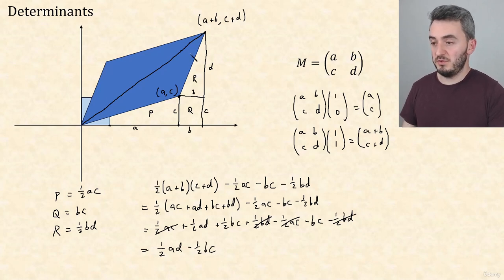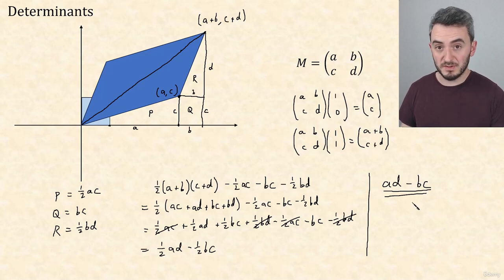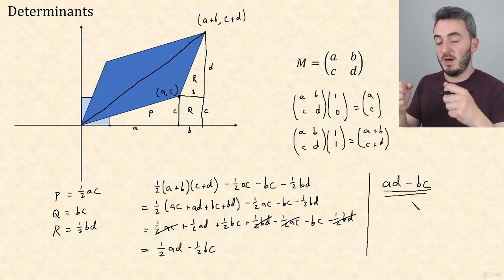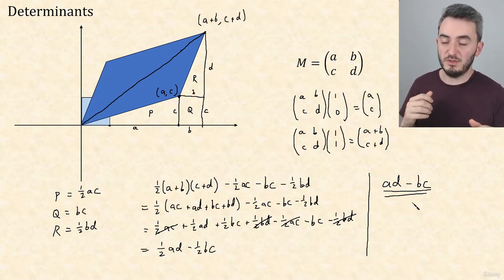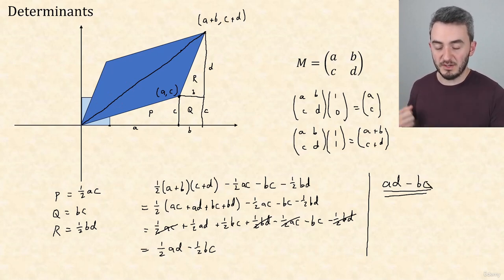Okay, well, that was just this region here. So the full blue parallelogram is just 2 times this. Double that and you get AD minus BC. And there it is. That is the formula for calculating the determinant of a matrix. Remember, the determinant tells you how much the area of any shape you apply the matrix to has increased. When we started with a 1 by 1 square, we finished with a parallelogram of area AD minus BC. But whatever this is, it's by how much all the areas have been stretched.